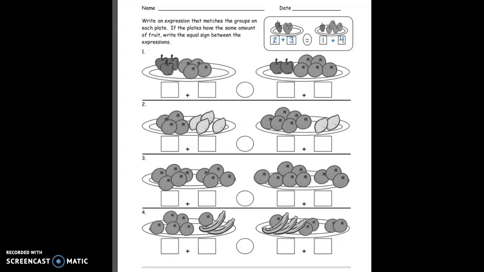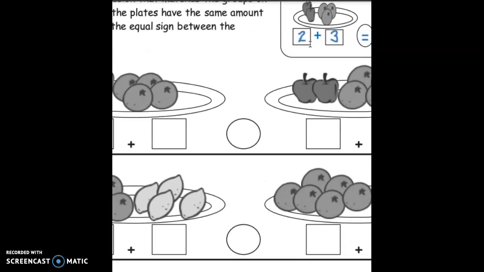Boys and girls, for this problem set, the directions say, write an expression that matches the groups on each plate. If the plates have the same amount of fruit, write the equal sign between the expressions. So let's look at this example right here.